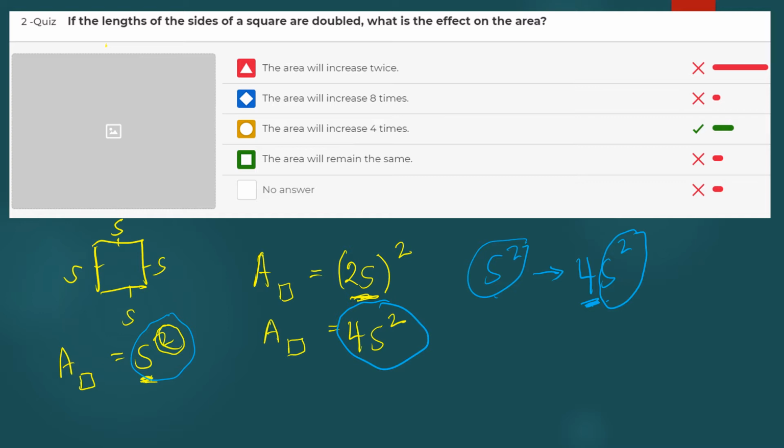So, for this one, the correct answer is this one. The area will increase 4 times. So, we have that as the correct answer. Okay?